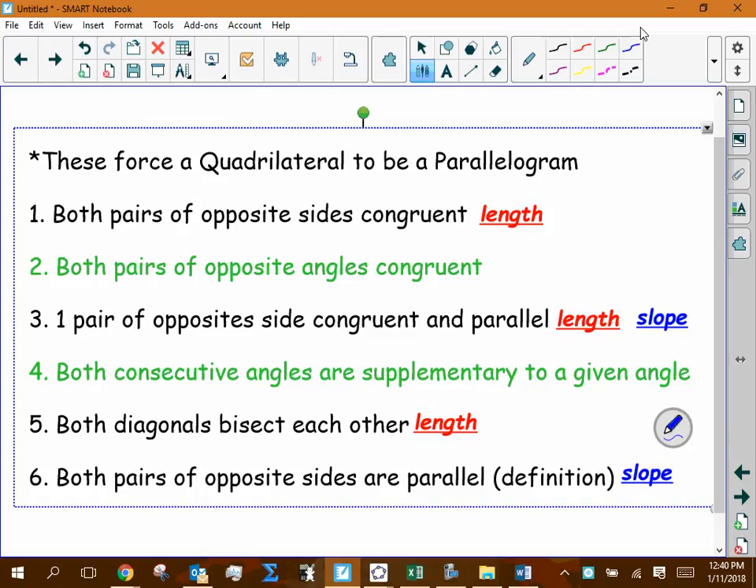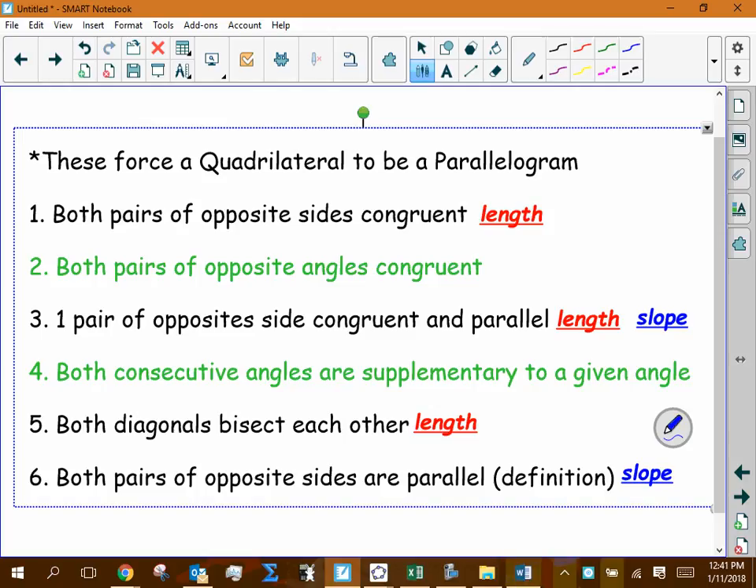If they're going to ask me to find a parallelogram, quadrilateral parallelogram, I'm going to use statement 6. It's up to me. Because I think finding slope is a lot easier than finding distance, isn't it? It's just my preference. But sometimes they will kind of direct you, like last night's homework did, to use a particular one of these things.